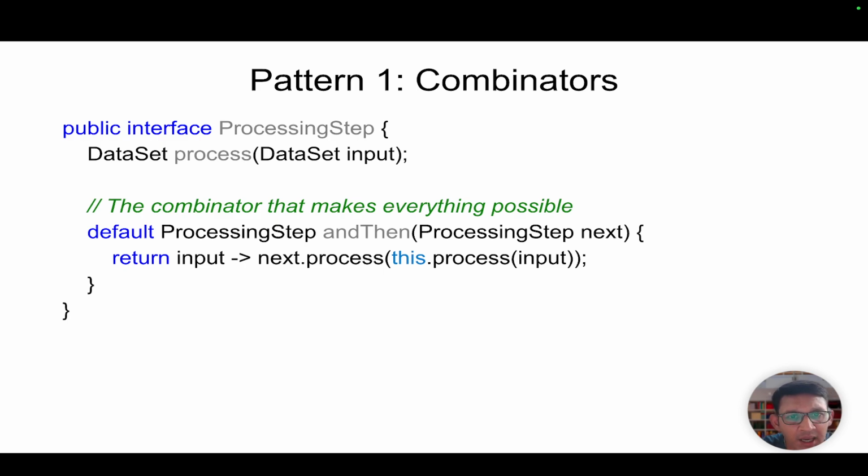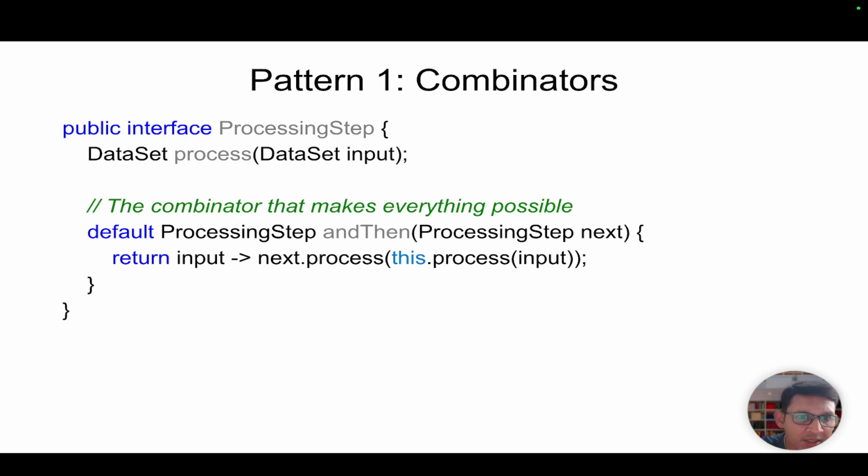The magic is in the andThen method. This is our combinator. It takes two separate processing steps and creates a new processing step that combines them. Look at what it returns. This is a lambda that first applies the current step, then takes that result and applies the next step. The beautiful thing is that the result is still a processing step, so we can keep combining indefinitely.